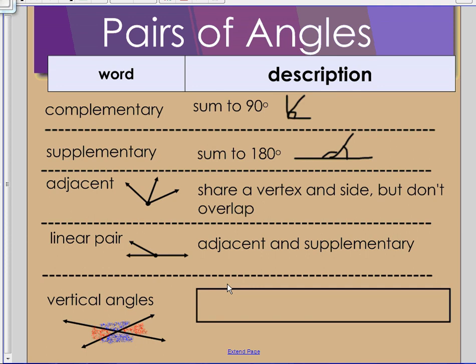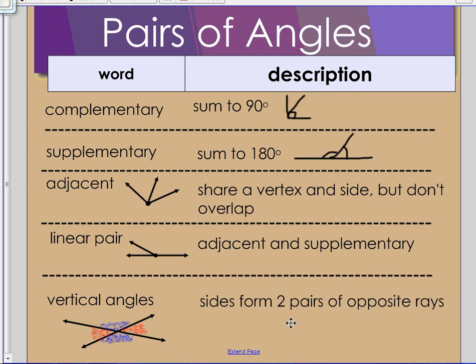Okay? And the last type of pair of angles that we're going to learn about today is vertical angles. Vertical angles are when sides form two pairs of opposite rays. So vertical angles would be like the blue angles here and the red angles here. They share a vertex, but they're opposite of each other. I just think of a giant X: the top and the bottom part of the X and the sides of the X are the vertical angles.